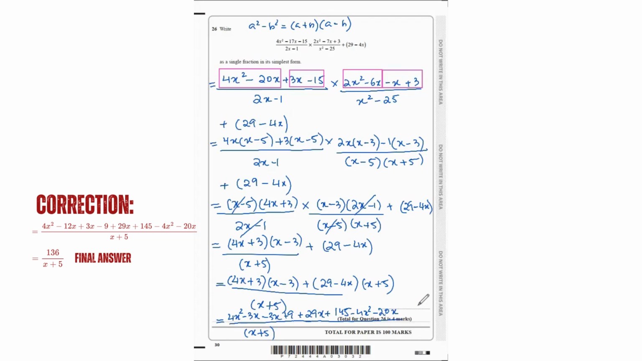So once we collect the like terms, what we have is 29 minus 20 minus 6, that's 3x. Let's write that over here. And then we have 9 plus 145. That's 154, divided by x plus 5. This is your fraction in its simplest form.